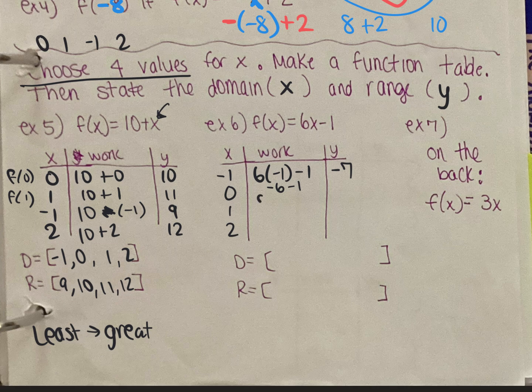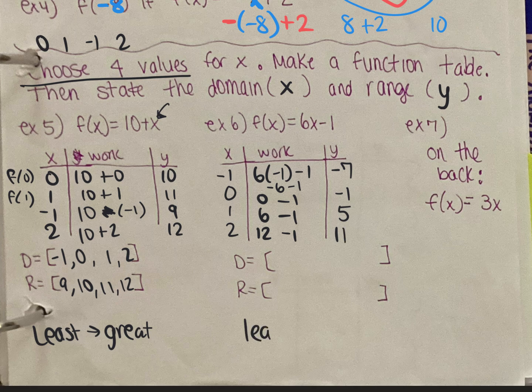Okay, 6 times 0 minus 1. 6 times 1 minus 1. 6 times 2 minus 1. Now let's write our answers down. 0 minus 1. 6 minus 1. 12 minus 1.